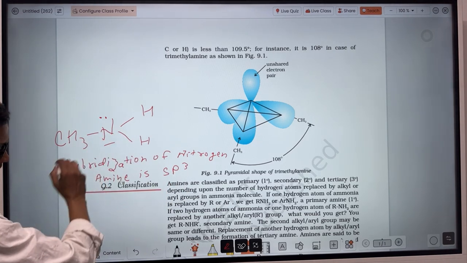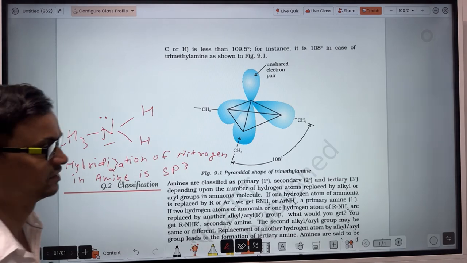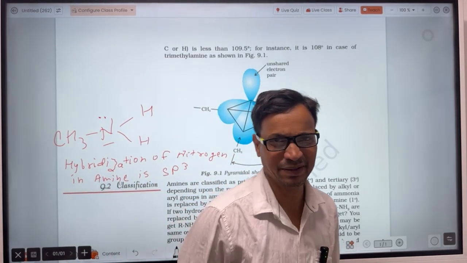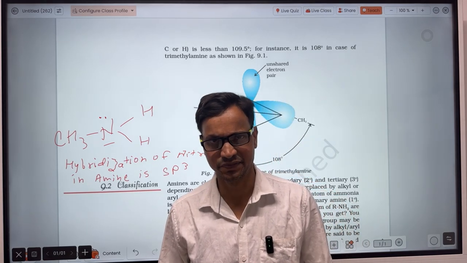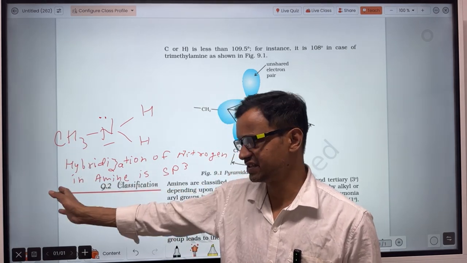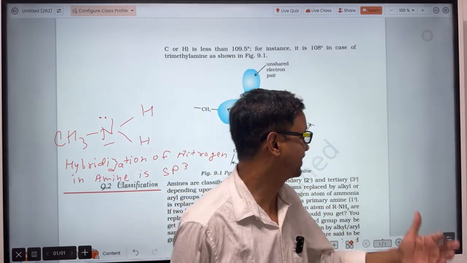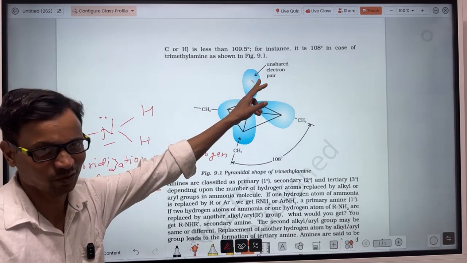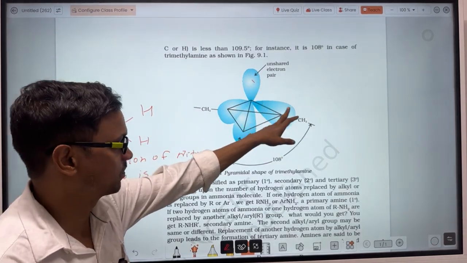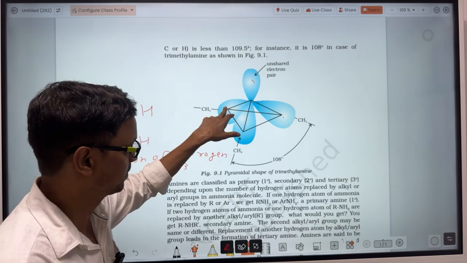It forms 3 sigma bonds and contains a lone pair of electrons. I think everyone who is watching this video and has watched my other videos will find this too easy, just fulfilling the formalities. Here one hybrid orbital contains the lone pair of electrons, and the other hybrid orbitals do sigma bond formation.